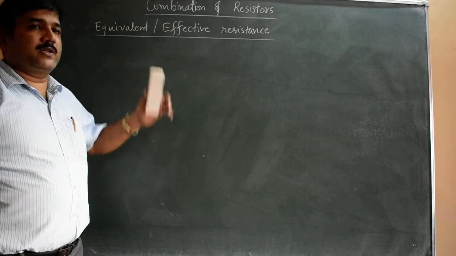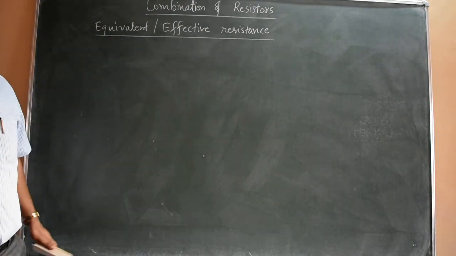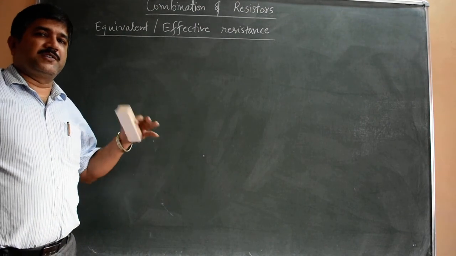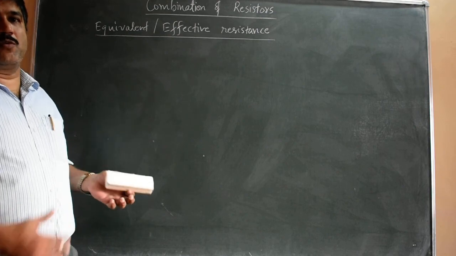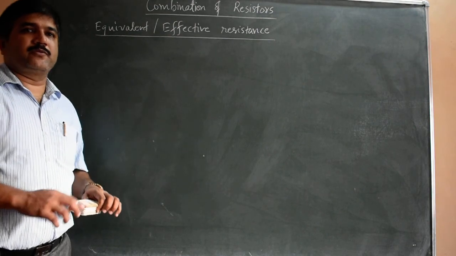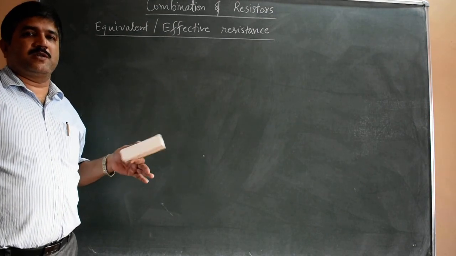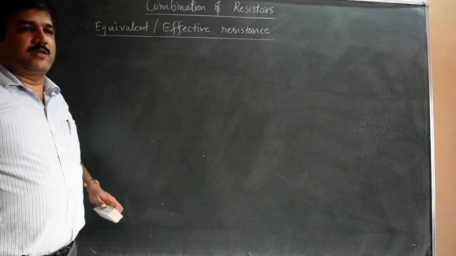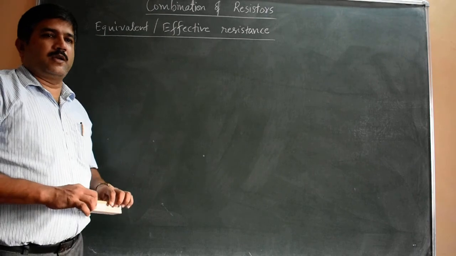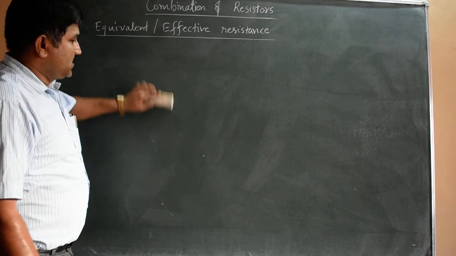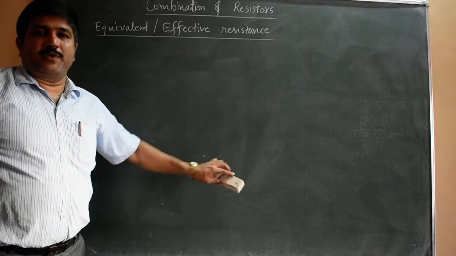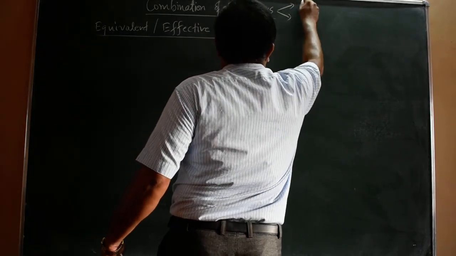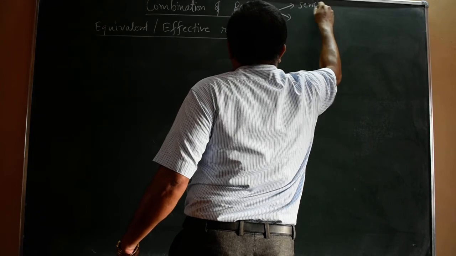Now when we join the resistors, that is called a combination. You can join the resistors in three ways. One is a series combination of resistors, another is a parallel combination of resistors, and another is a mixed combination, which combines both series and parallel in a complex manner. So basically we have two combinations: series and parallel.